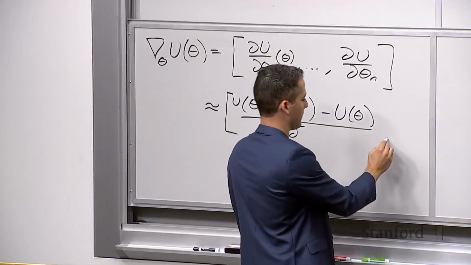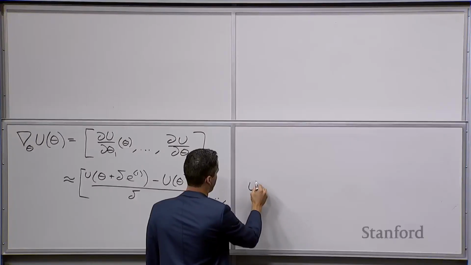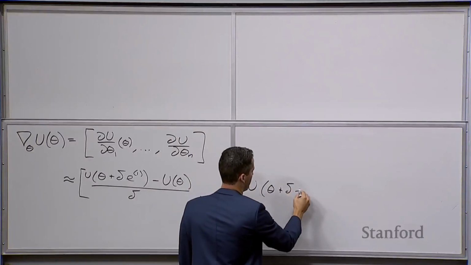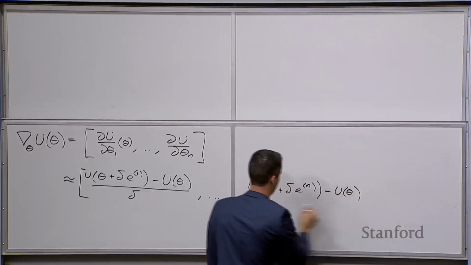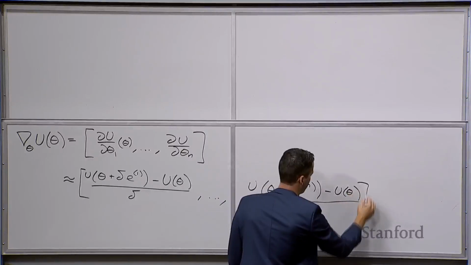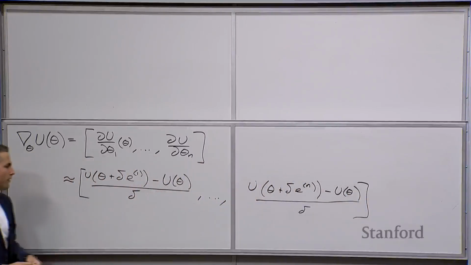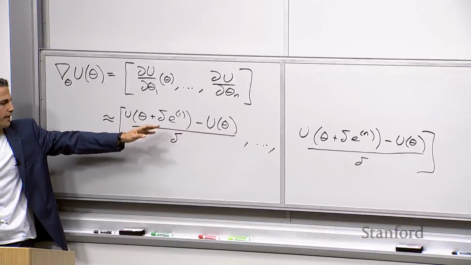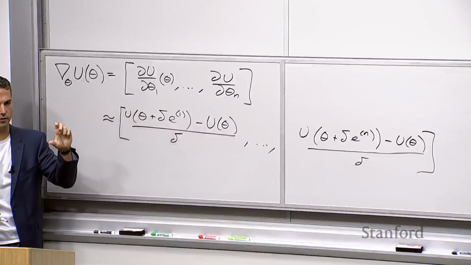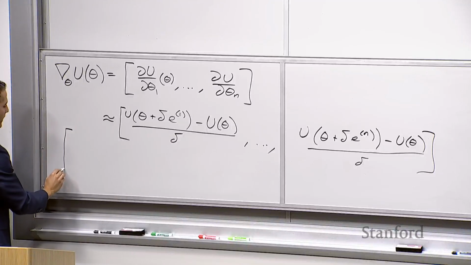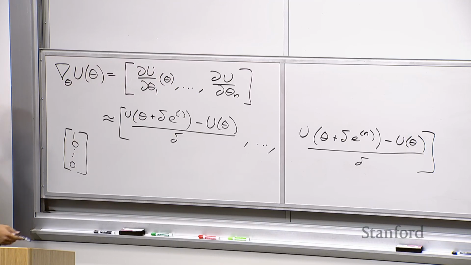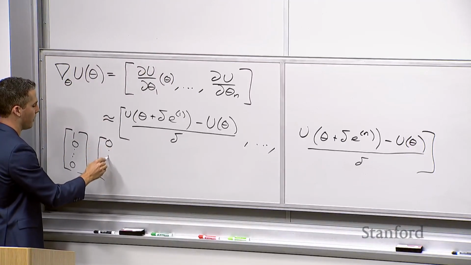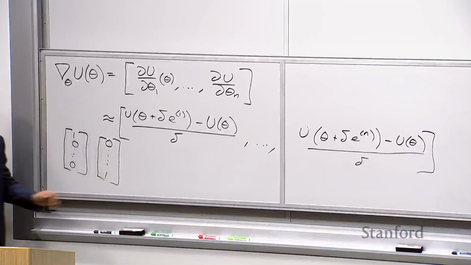We then repeat this for each of our parameters. So this will then be u of theta plus delta times the nth basis vector, minus u of theta, over delta. So what's that basis vector? Well, E1 is very simple. It's just telling us which index of this vector is not zero. E1 will look like this, where we have 1 in the first index and then zeros all the way down. And similarly, En, the nth basis vector, is just zeros, and then the last component is 1. So that's all the basis vector is.